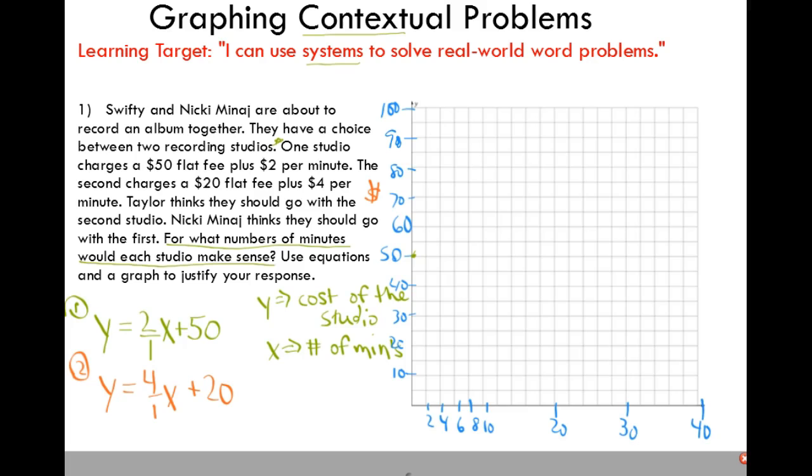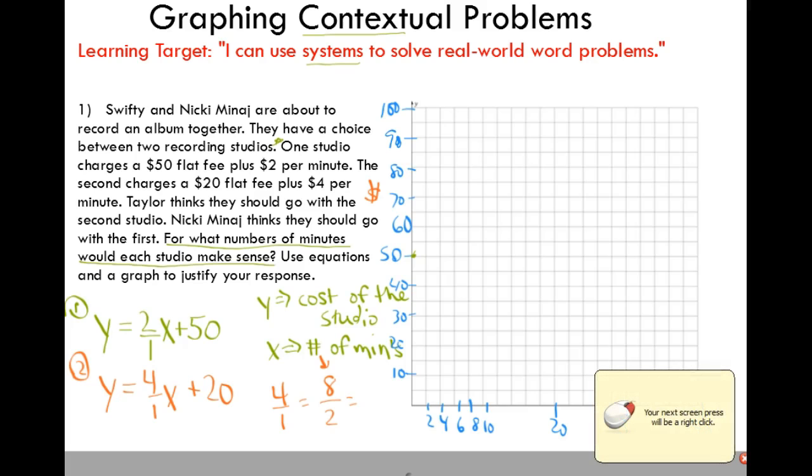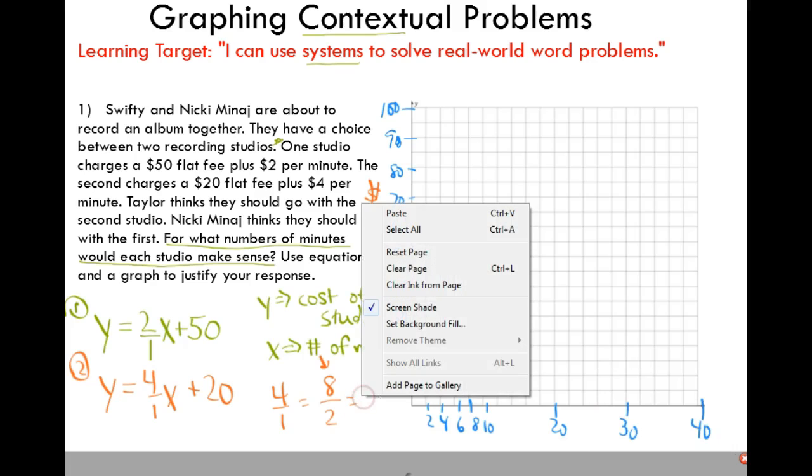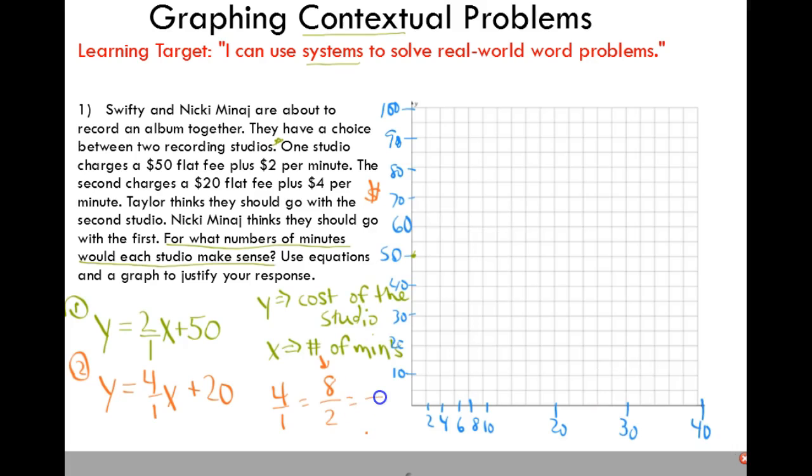This time, every time I move over, I go 2 minutes, which for the second studio is 4 for every 1. If I go 2 minutes, that's 8. I kind of want a multiple of 5 up here. So if I go 3 minutes, that'll give me 12.